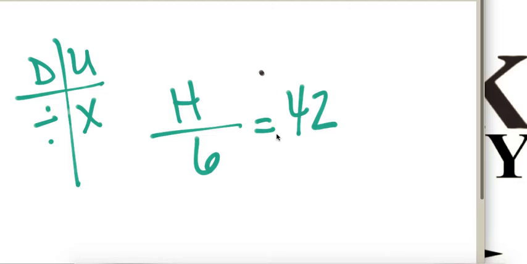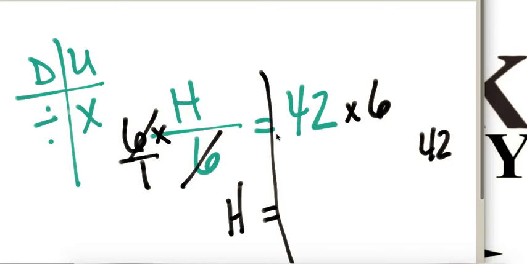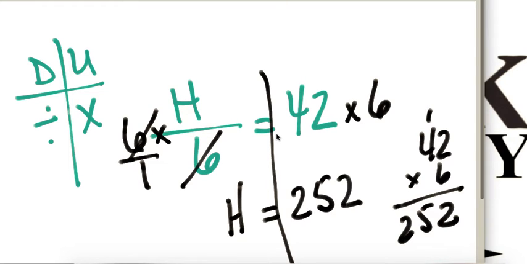So I draw my line down here. I know whatever I do on one side of the line, I have to do on the other side of the line. So to get rid of that dividing by 6, I have to multiply by 6 on both sides. It's kind of like 6 over 1 is what happens. So 6 divided by 6 cancels out, and I'm just left with h. H equals, and now I have to do 42 times 6. And 42 times 6 gives me 252.